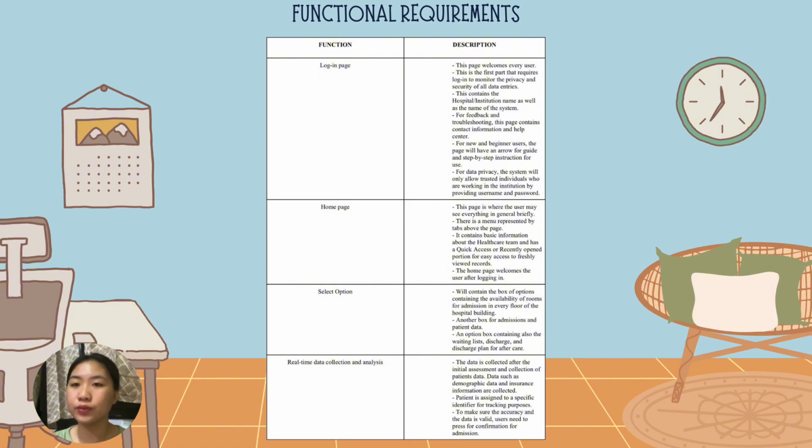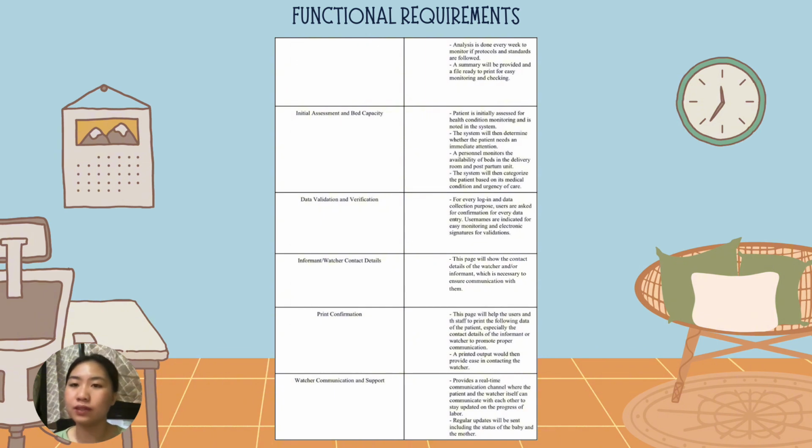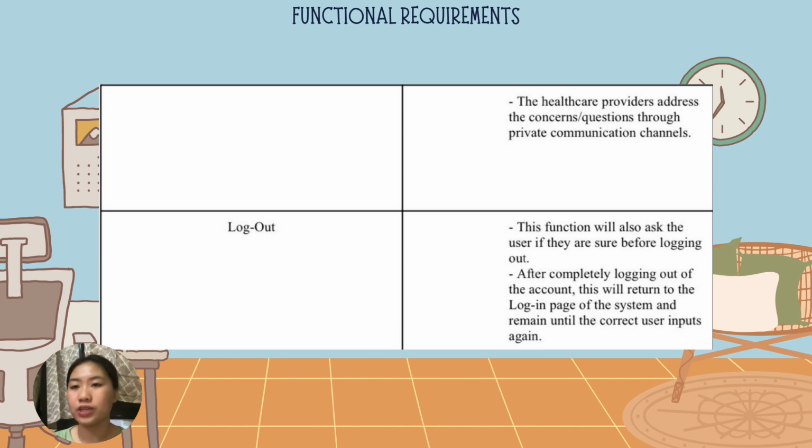homepage that presents the overview of the site, the select option that contains options, the real-time data collection and analysis that is used for patient data and to determine their necessities, initial assessment and bed capacity to determine whether a patient is in need for urgent attention, the data validation and verification for confirmation, and informant and watcher contact details for better communication, print confirmation for the hard copy of details, watcher communication and support to ease anxieties and report patient needs, and the logout page to exit page or site.